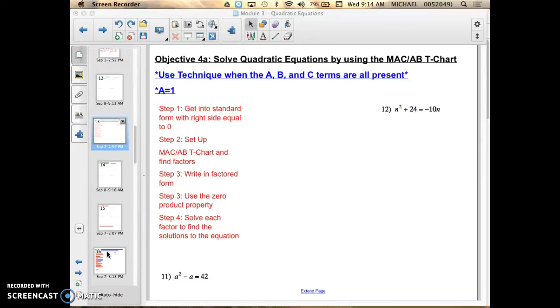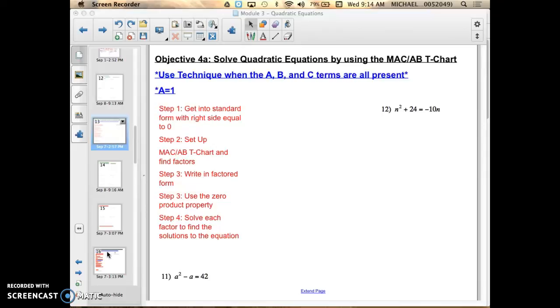Alright, so using the MACAB T-chart, that's just a tool that I use to solve quadratic equations when all of the terms, the A, B, and C terms, are present. So that's what I put in blue first. You use this technique when A, B, and C are all present. And this is important to note as well. This process is going to be when A equals 1.